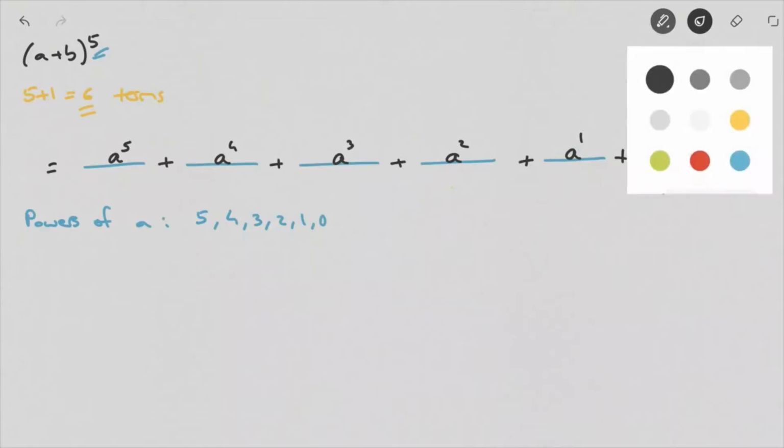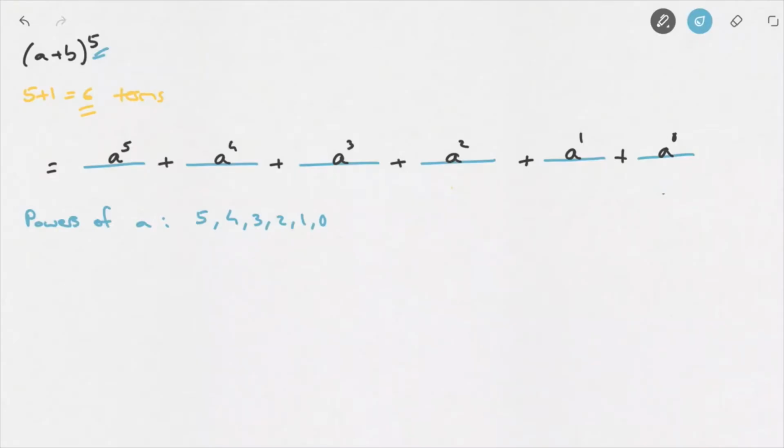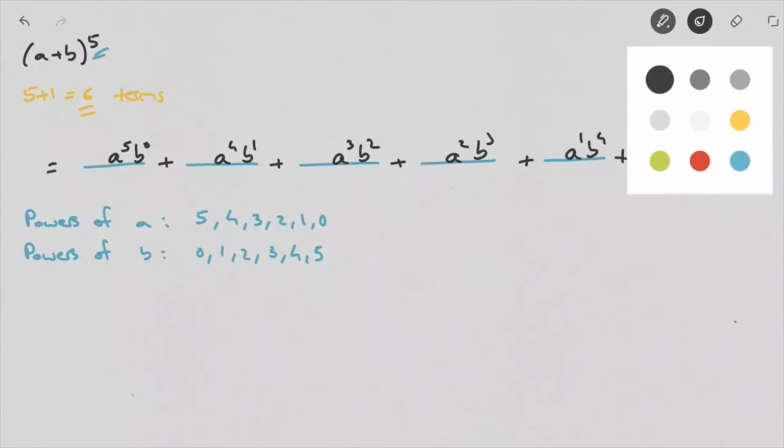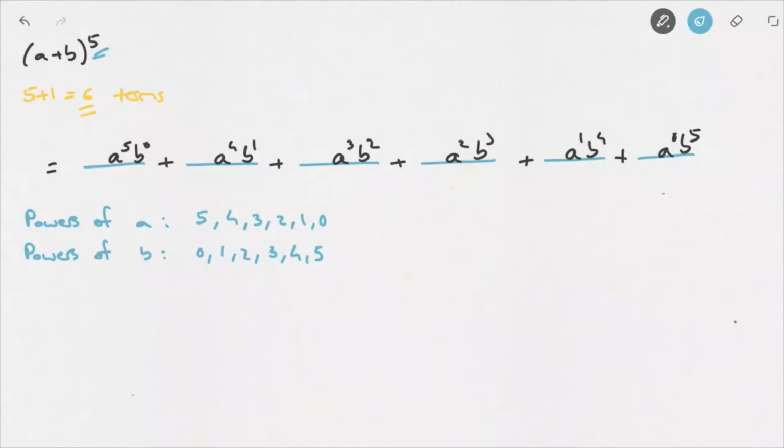All right. Next, the powers of b. Well, remember we saw that the powers of b did the exact opposite of the powers of a. In other words, the powers of b should be going 0, 1, 2, 3, 4, and 5. So I'll go ahead and add those b's in there. So I should have b to the power of 0, b to the power of 1, b to the power of 2, b to the power of 3, b to the power of 4, and b to the power of 5.